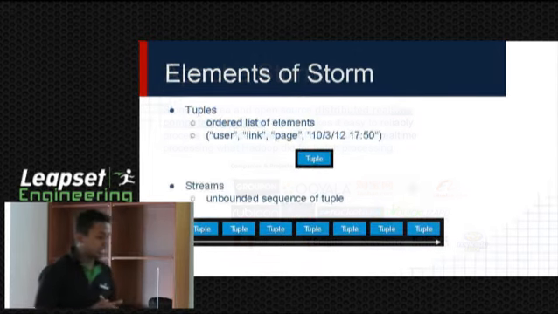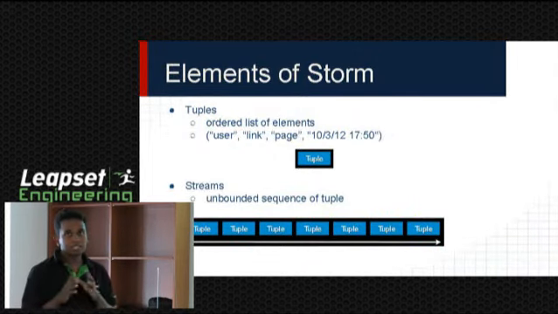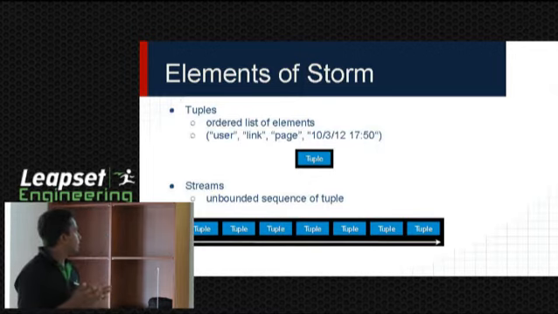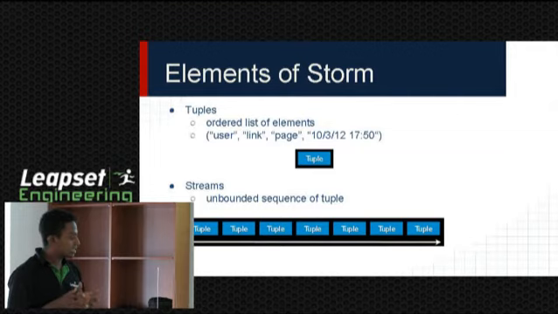So to understand how Storm works, we have to learn some concepts introduced by them. The first concept is called a tuple. A tuple is just an ordered list of elements. To explain this further, I will use an example.